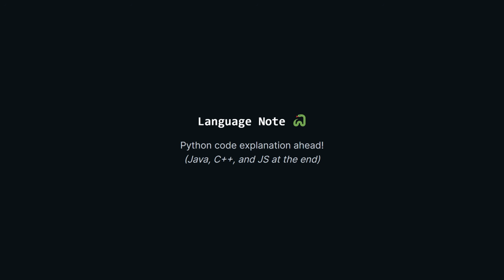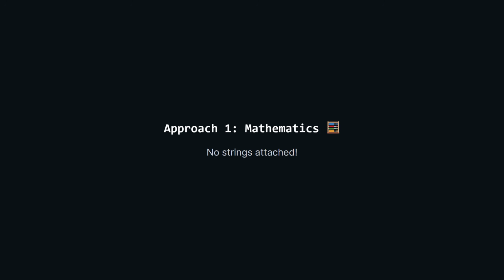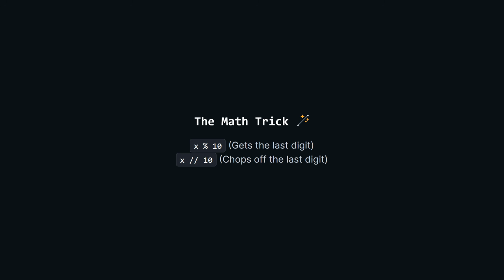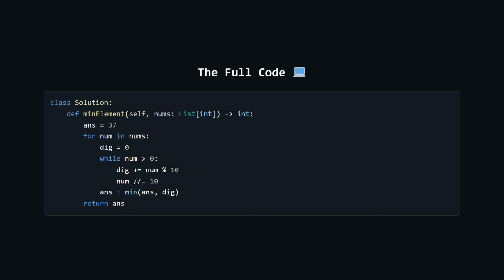As always, we will walk through the solution using Python, but stick around to the end for the Java, C++, and JavaScript versions. The editorial calls this approach mathematics, because we are going to extract the digits using purely math, rather than converting numbers to text strings. The core trick relies on two operations: modulo 10 to grab the last digit of a number, and integer division by 10 to chop that digit off. Here is the full Python code. It's pretty compact, but let's zoom in and go through it line by line.